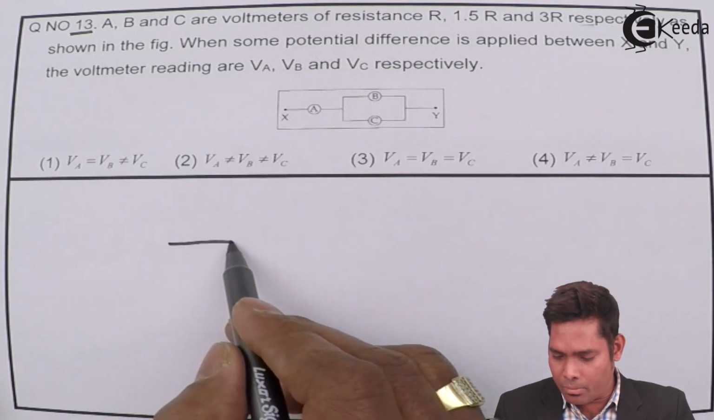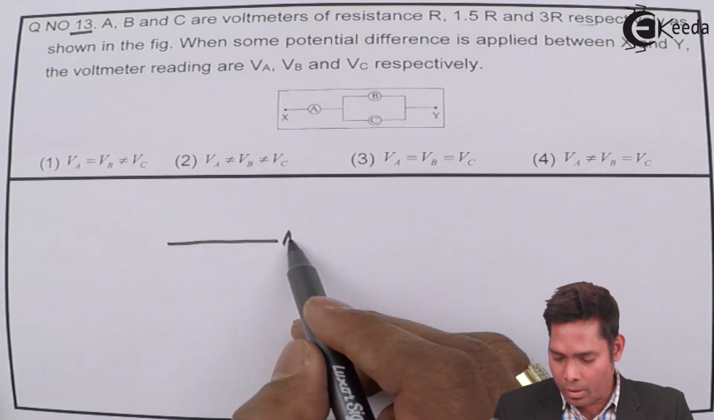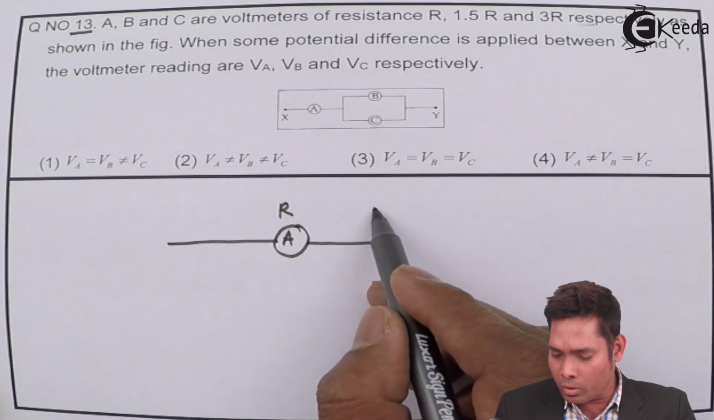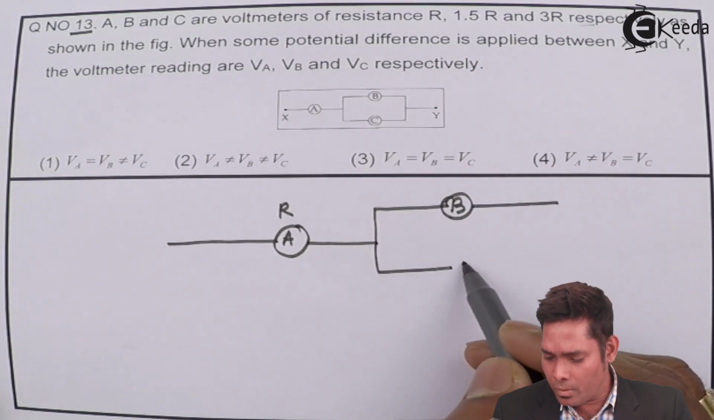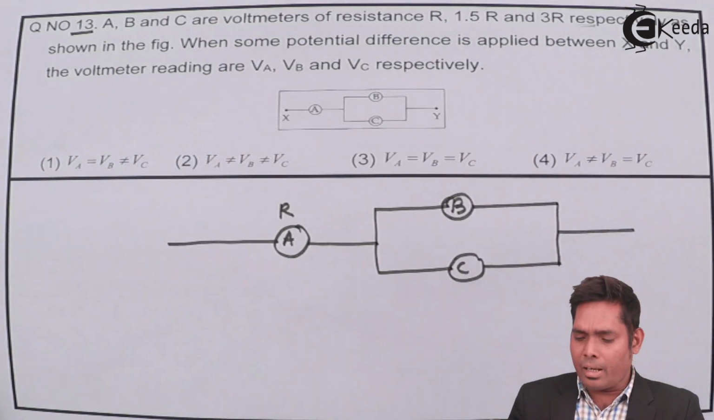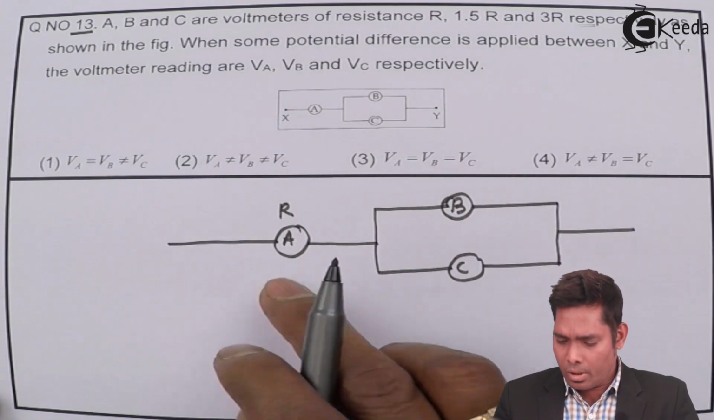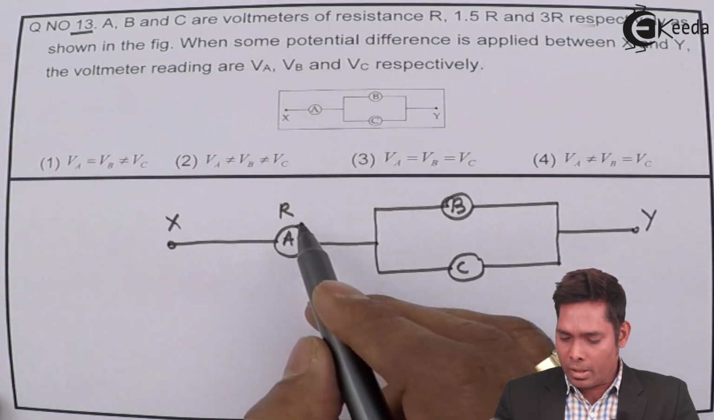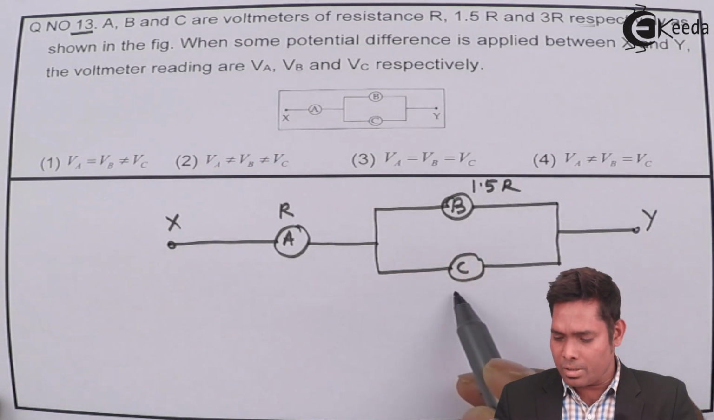So I'll just draw a diagram for you. This is a voltmeter A whose resistance is R. There are 2 other voltmeters B and C, and they are in parallel and this is in series. This point is X and this point is given as Y, as shown in figure. It is having resistance R, it is having resistance 1.5 R, and this is having resistance 3 R.